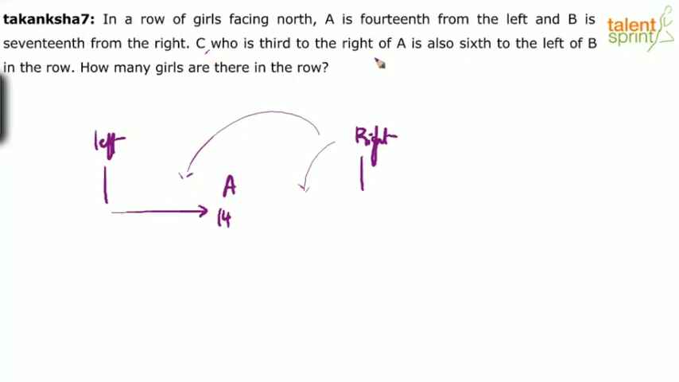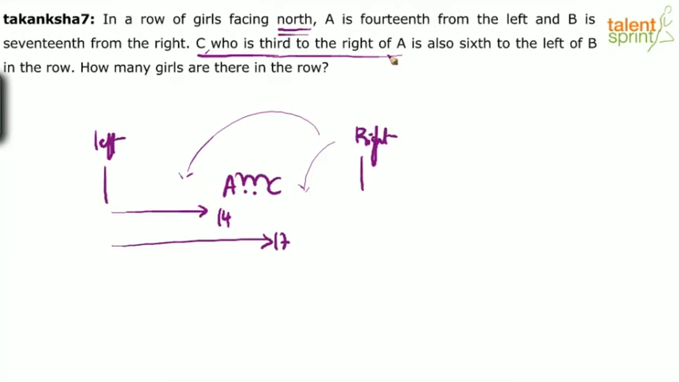C is third to the right of A. Now because A is already fixed, we can find out C's position. Right of A is our right because persons are facing north. Remember, persons are facing north. So C is third to the right of A, which means if A is 14th, C will be 17th from the left. A is 14th, 15th, 16th, 17th. So C is 17th from the left.